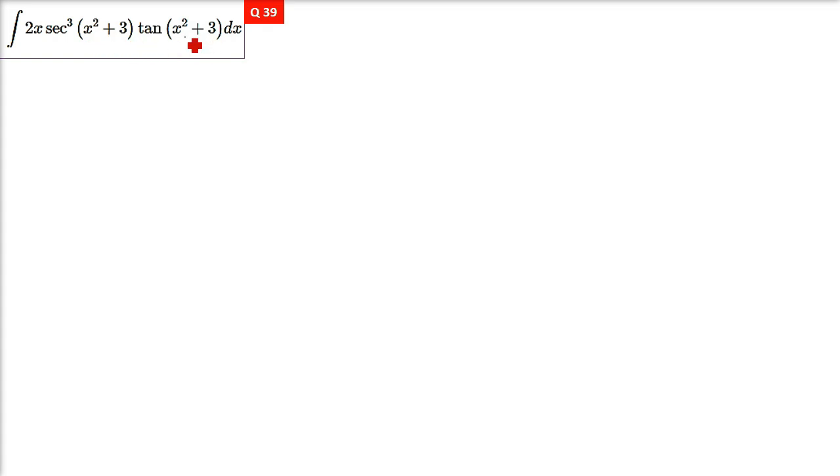Here we have x square plus 3 and sec cube. So this x square plus 3 will definitely give you 2x. So we have it. But what to put, tan as t or sec as t? Because tan will give you sec square. So one sec has to be separated out. So what we'll do here is sec cube can be written as sec square (x square plus 3) and then sec (x square plus 3). That is how we have written sec cube.